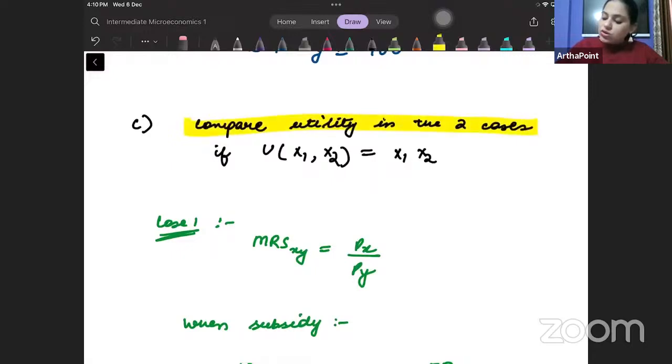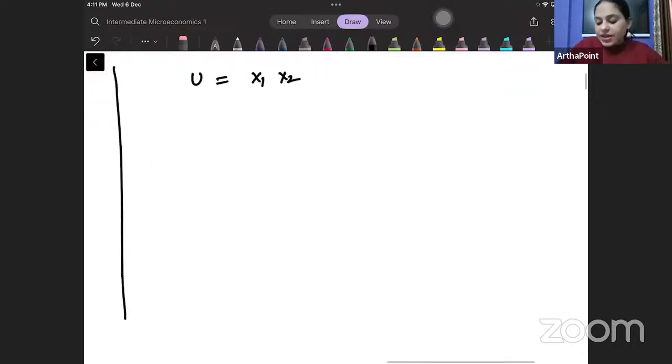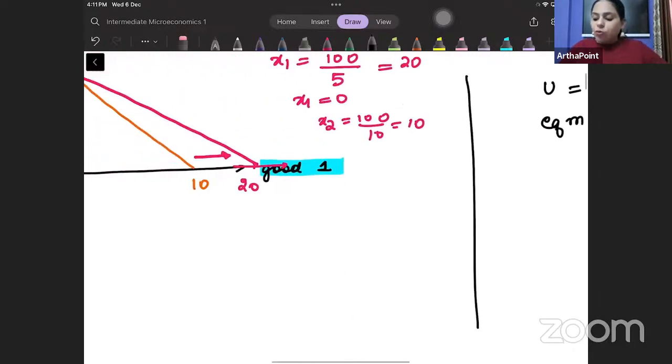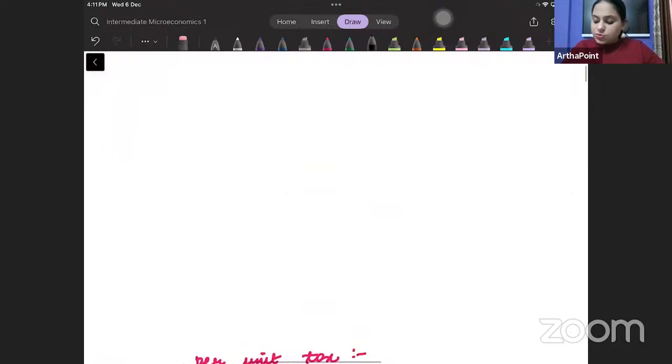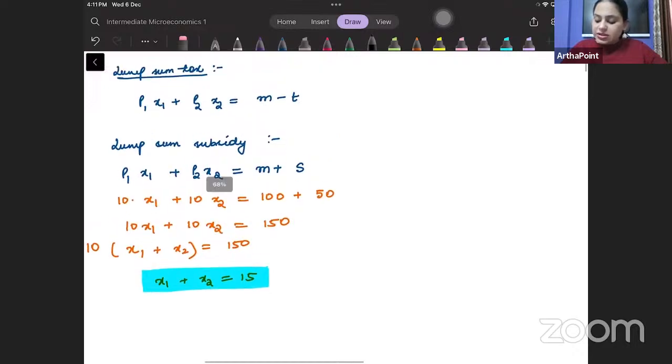Compare utility in two cases. The utility function is given to you as u equal to x1 x2. Let's solve it a little. So beta, your utility function is given to you as x1 into x2. Beta, how do you find equilibrium? Equilibrium is where MRS is equal to the price ratio. Let's go up to case 1 first and see what we did when we talked about the lump sum subsidy.